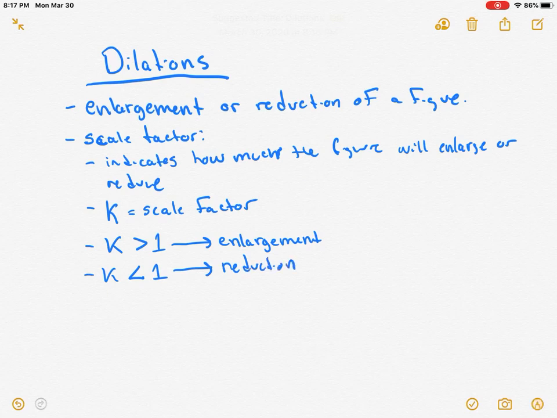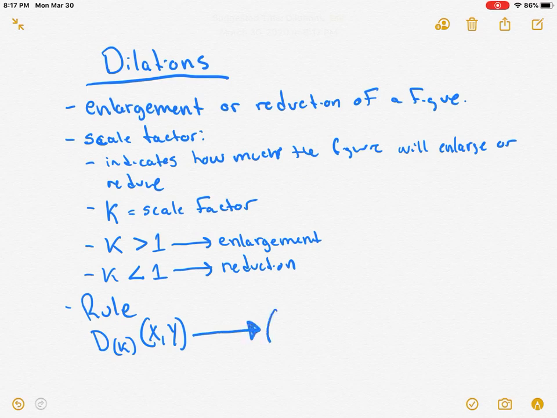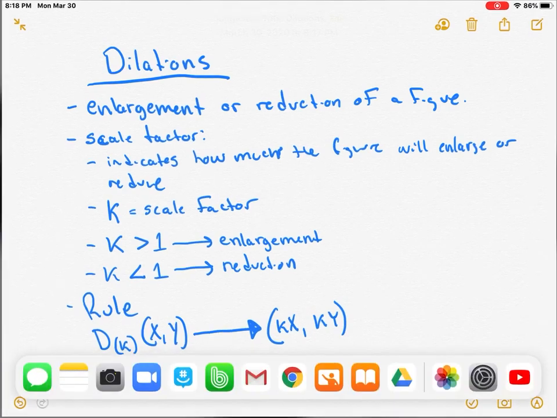Okay, as always, we have our rule. So we have a dilation, it'll give the scale factor, right? We have our original x and our original y. Transformation occurs, right? We take that k, that scale factor, and we multiply it by the x, and then we multiply it by the y. And that gives us our new points, right? That gives us our image. Okay, so the image is either going to be bigger or smaller than our pre-image. Let's look at some examples.